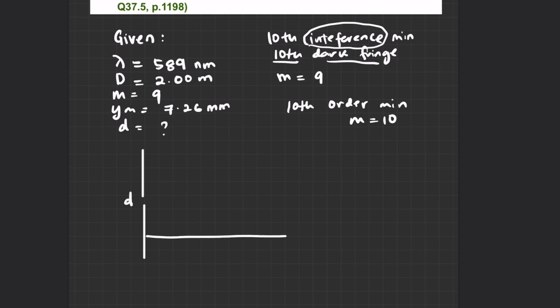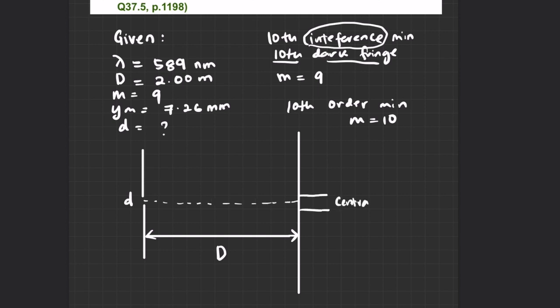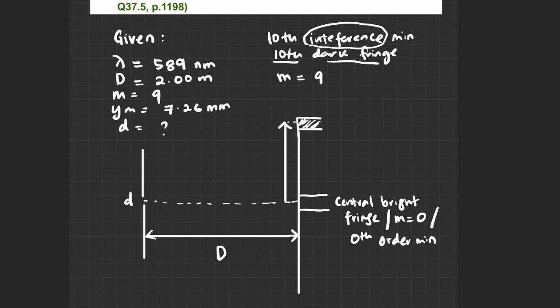Let's draw first. Small d is the distance between two slits. Capital D is the distance between the two slits and the screen. We have the central bright fringe here. ym is the distance from the central bright to the 10th interference minimum, which is m equal to 9.